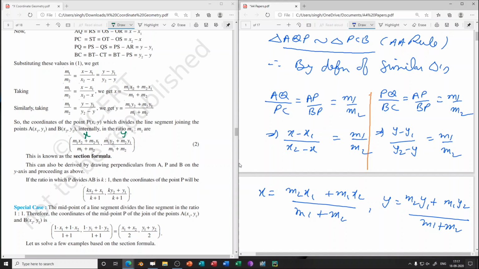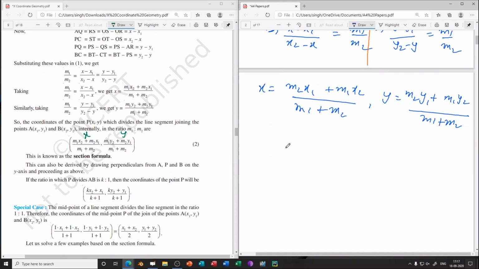It's very simple to remember. If we write 2 here, in the next one we must write 1. So here it is 1 2, 2 1, and in the denominator we just add the two parts of the ratio, m1 plus m2. Since we are finding the y coordinate, we take y1 and y2. This is how we can obtain the values of x and y, which give us the point P, and this is what is known as the section formula.